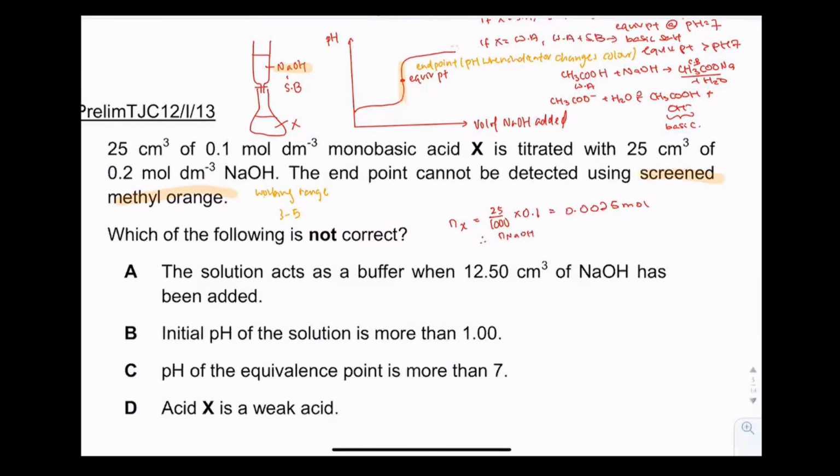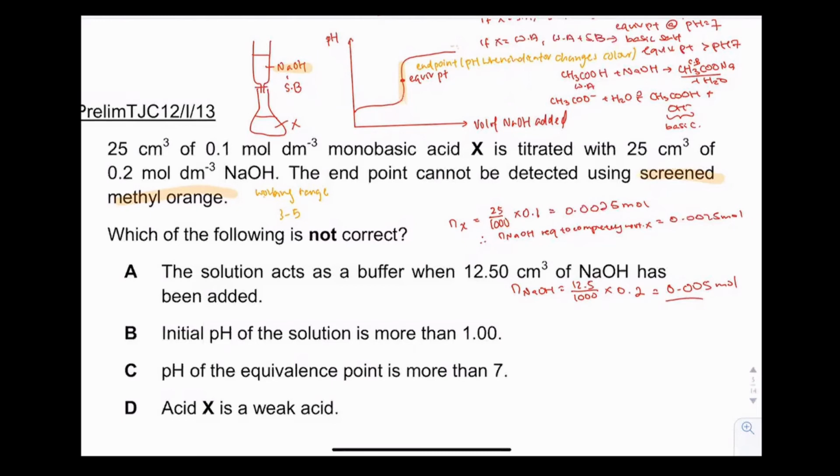So let me write that down. Amount of NaOH required to completely neutralize X is equivalent to 0.0025 mole as well. So let me see, when I have 12.5 cm³ of sodium hydroxide, let me see how many moles I have. 0.2 times that will give me 0.005 mole. So wow, I have twice of what is required. So therefore, it is already past equivalence point.